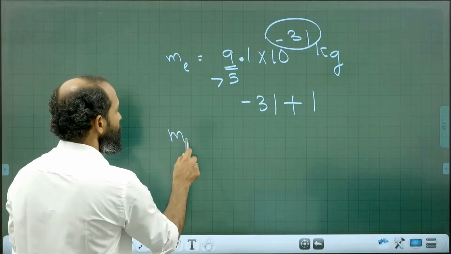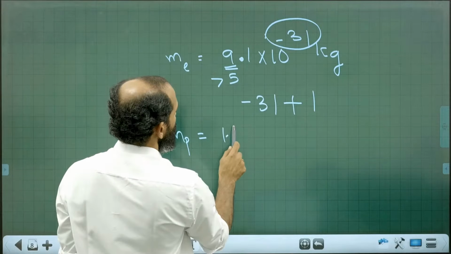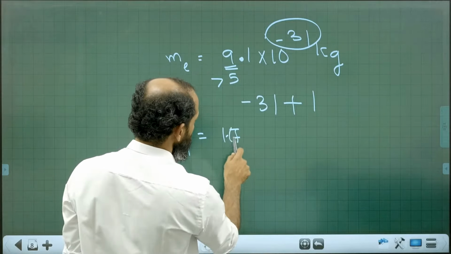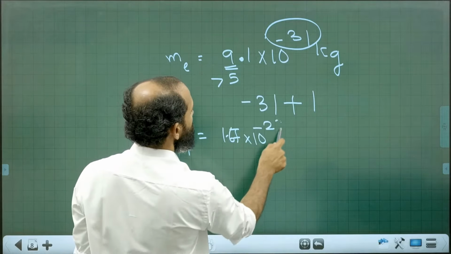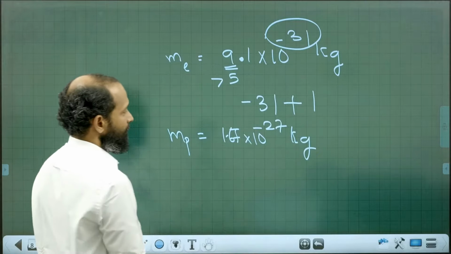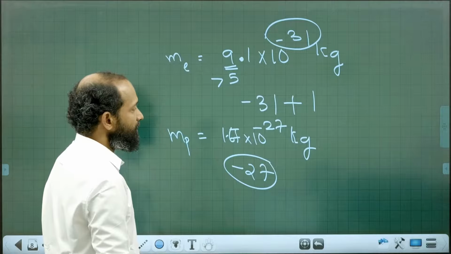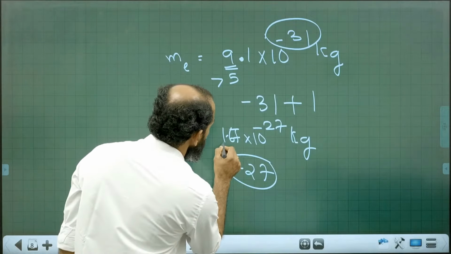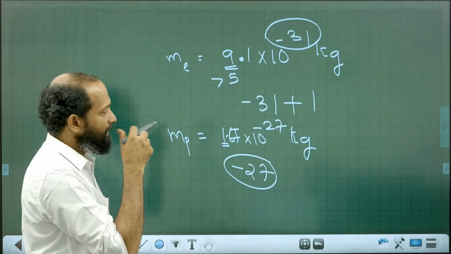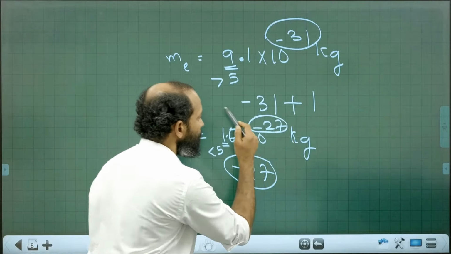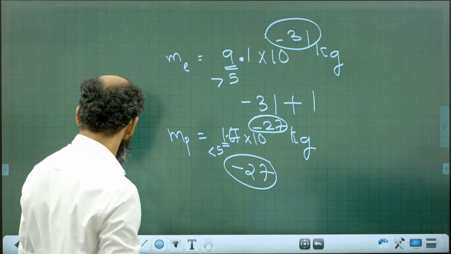Mass of proton, but 1.767 into 10 to the power minus 27 kilogram. Here the order is only minus 27, because the most significant digit is less than 5. Then you choose the power of 10 only as the order.